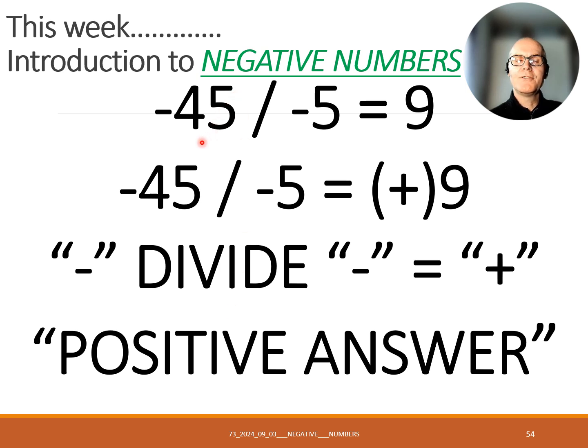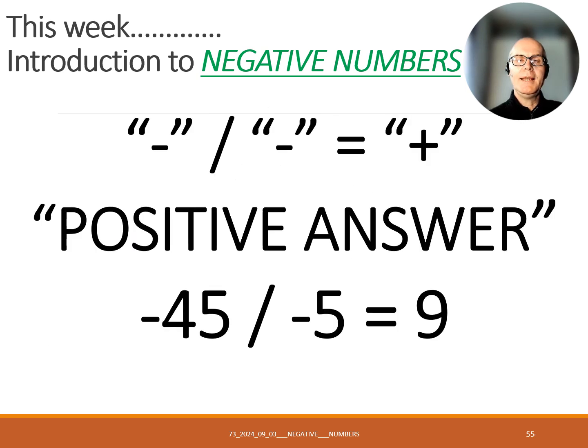This one here, negative 45 divided by negative 5 equals positive 9. A negative number divided by a negative number equals a positive answer. Any negative number divided by any negative number equals a positive answer. In this case, negative 45 divided by negative 5 equals positive 9, or just 9.